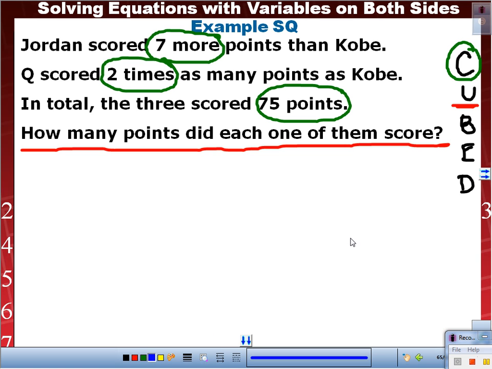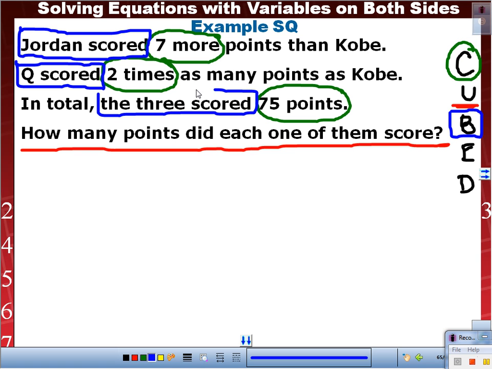Next, I'm going to change to blue. I'm going to box the letter B with blue because it means box important or relevant information. Look at the first part. What is important for the first part? That Jordan scored. What would be important on the second line? Q scored. About the third line. About the 3 scored.